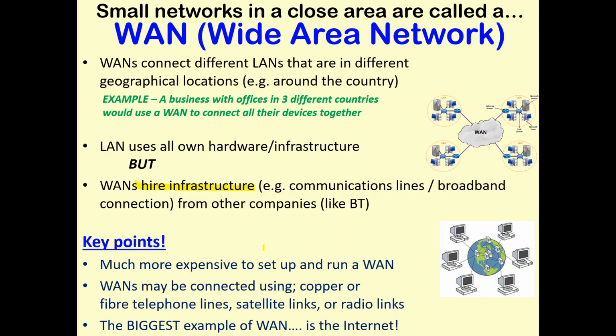It's more expensive to set up a WAN than a LAN because, again, you are using more hardware over a big distance. And you may be connected using things like copper cables, fiber optic, satellites, or even radio links. And the biggest example of a WAN in the world is the internet. Okay, the thing you use pretty much every day, the internet, is a WAN.